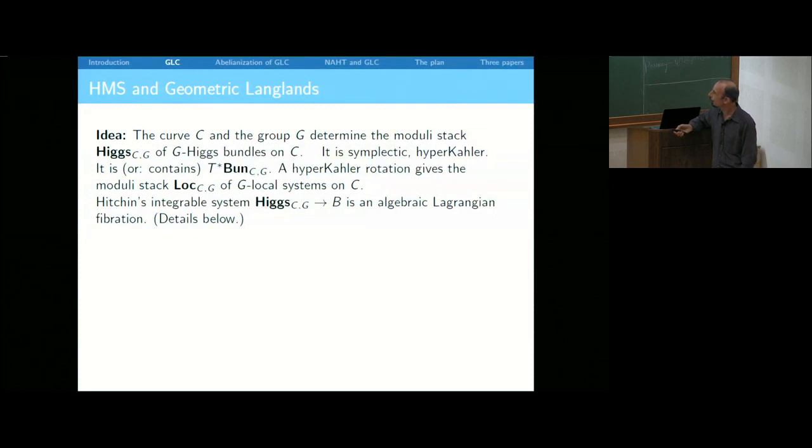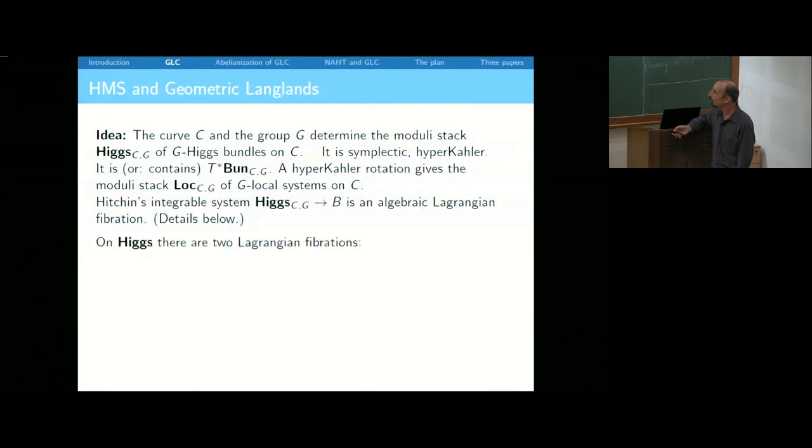So Hitchin's integrable system is a particular integrable system. It's a Lagrangian fibration on the Higgs moduli space over some base B, which I will describe for you soon. But let's just accept that it exists. And we'll see the details in a moment.